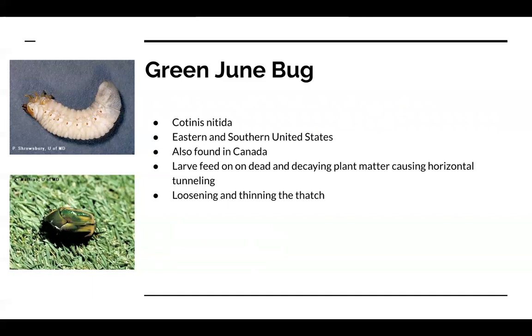The green June bug adult actually isn't what does most of the damage. It's the grub that feeds on the layer of thatch underneath the grass. When feeding, this larva will eat and tunnel, and it'll loosen the thatch, causing unhealthy growth.